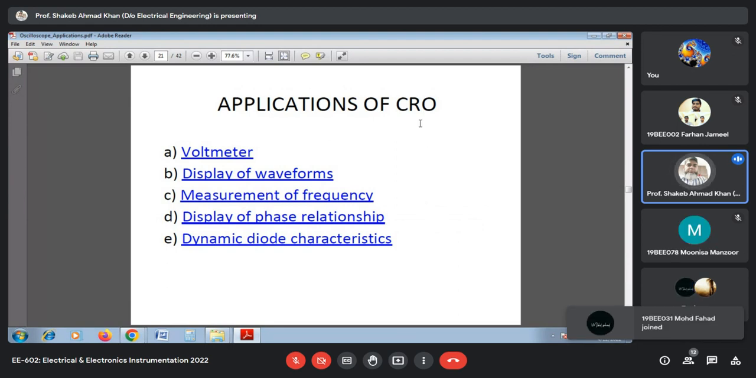CRO can be used as a voltmeter for display of waveform, measurement of frequency, display of phase relationship, many things, many. This is only the tip of the iceberg. It is, as I told you at the starting, like one instrument army. It can be used for many measurement purposes.